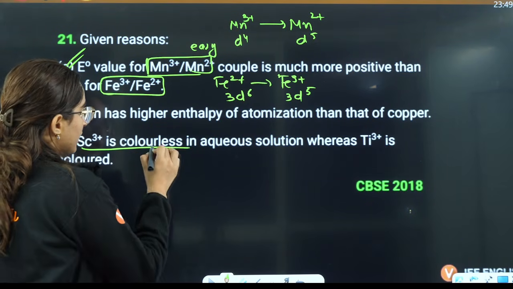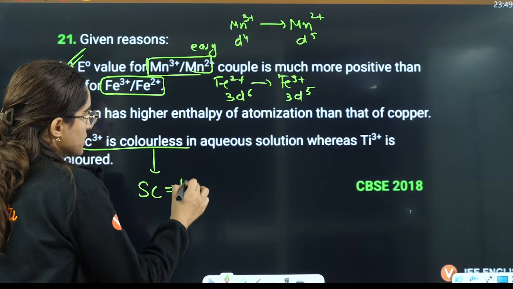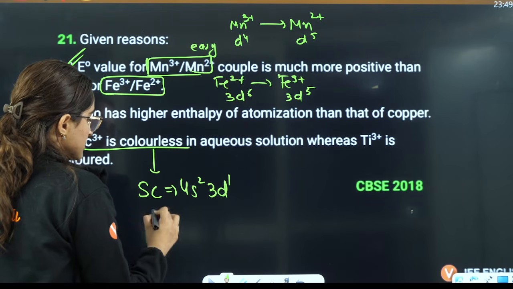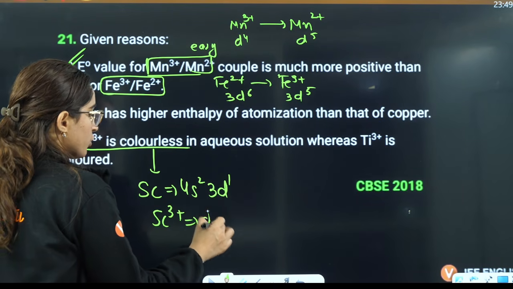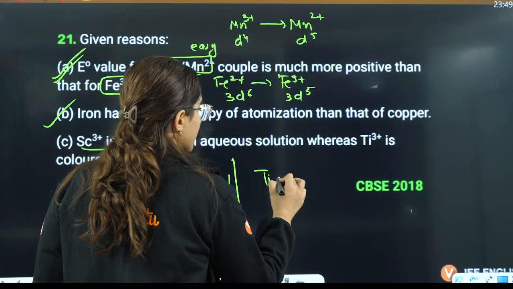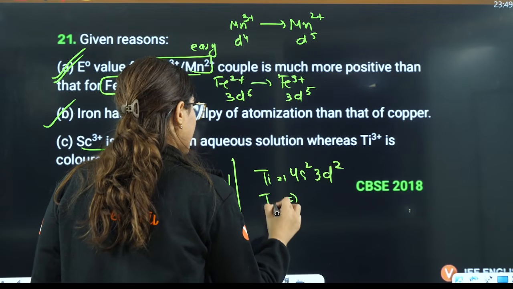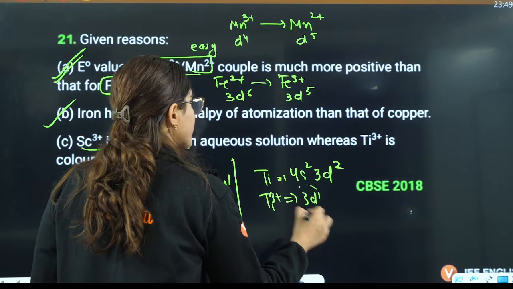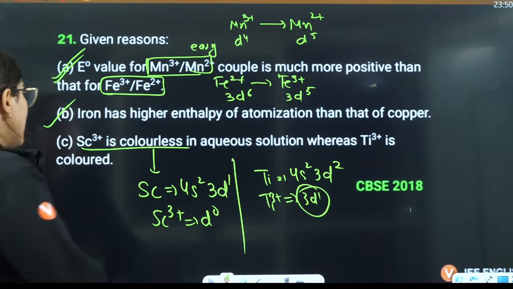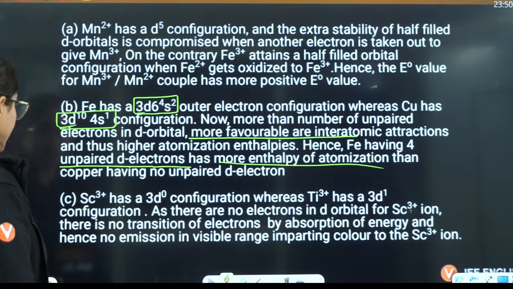Scandium 3 is colorless. Why? Because scandium is 4s2 3d1. Scandium 3 positive is d0. But titanium is 4s2 3d2. Titanium 3 positive is 3d1, which has d-d transitions. d-d transition means color will be there. Okay.